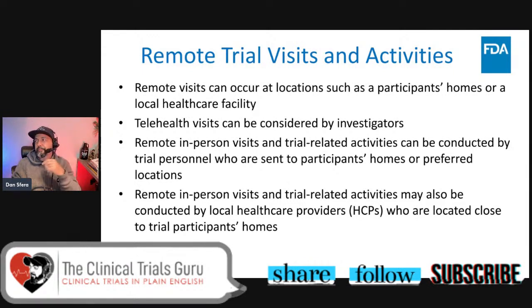I think if you give the sites the option, the sites will do what's best for the patient. So if you give the site an option like, hey, telehealth visits can be considered, you can send a traveling nurse if you want, but you don't have to.